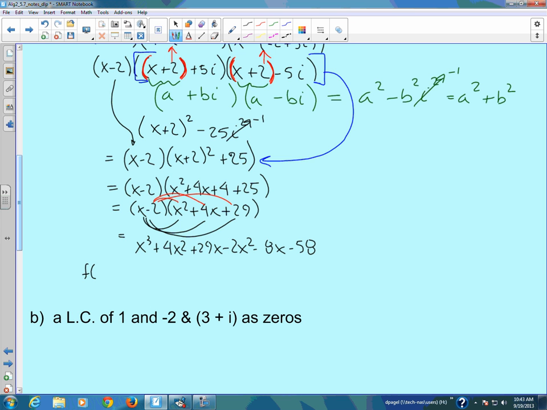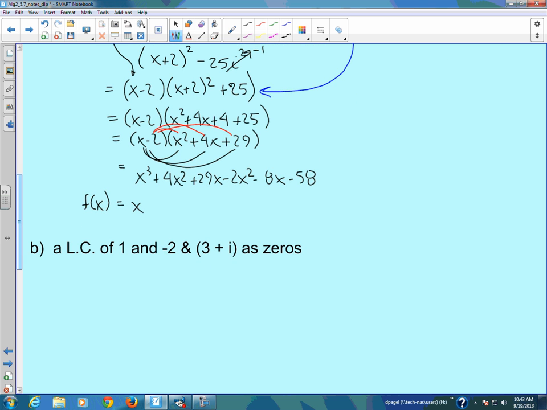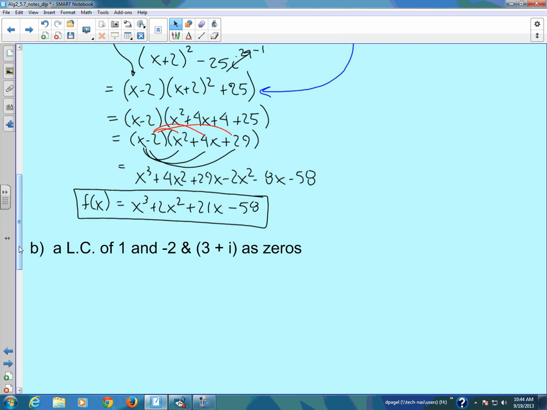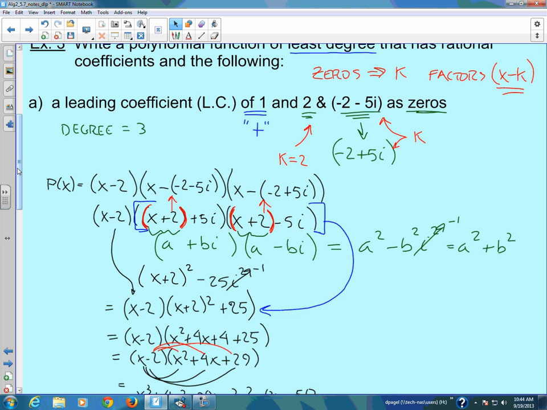And we simplify all this, and we come up with the answer that we were looking for originally. Our polynomial is x cubed. We always said it was a degree of 3. 4 minus 2x squared is 2x squared. 29x minus 8x is 21x minus 58. So there's our polynomial that has resulted from knowing one zero of 2 and the other one of negative 2 minus 5i. Okay. All right.